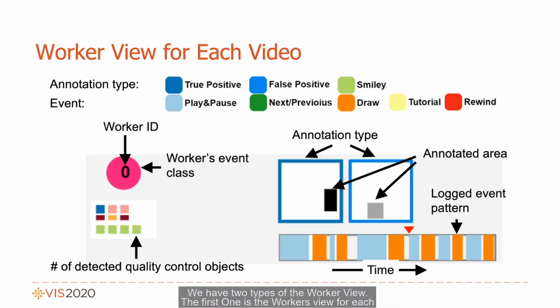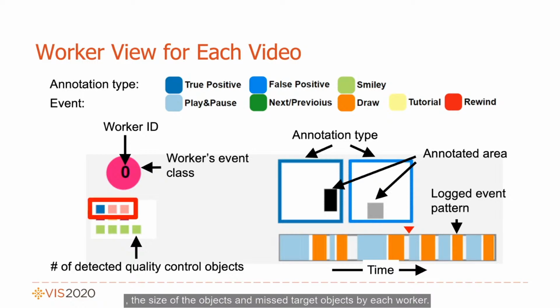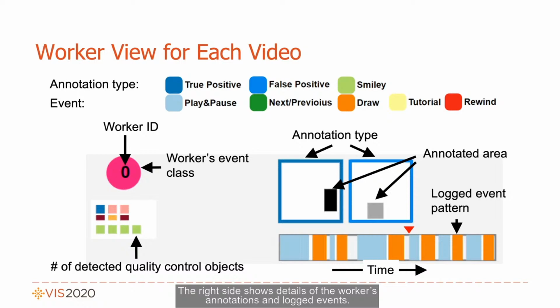We have two types of workers' view. The first one is the workers' view for each video, where we visualize the details of each worker's annotation per video. The left side displays a summary of workers' annotations, such as the number of identified target objects, the size of the object, and the missed target objects by each worker. The right side shows the details of the workers' annotations and logged events.